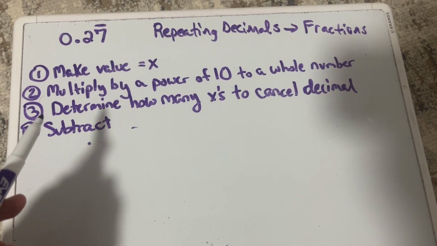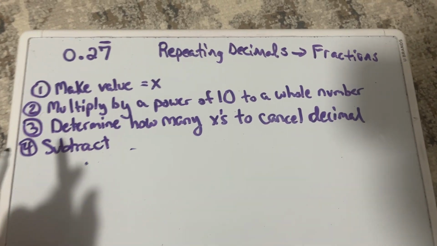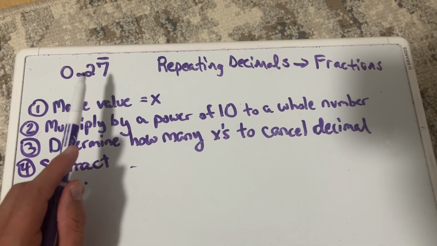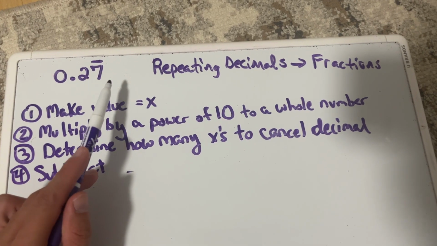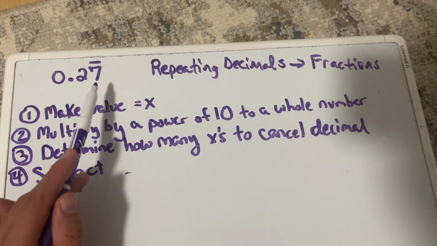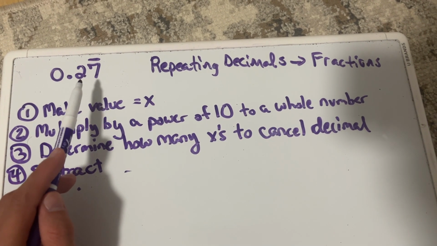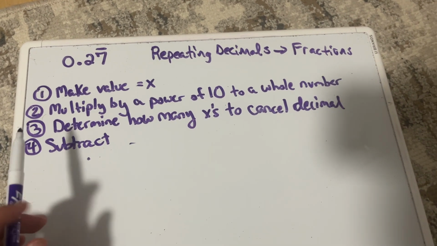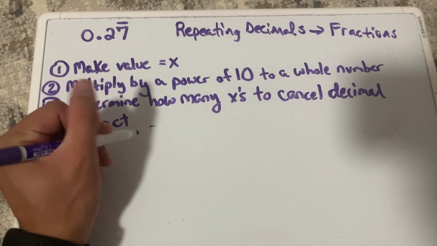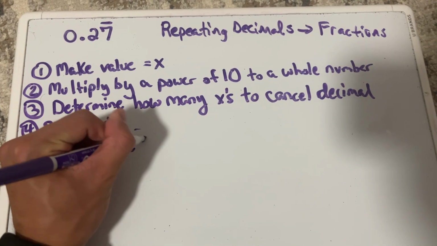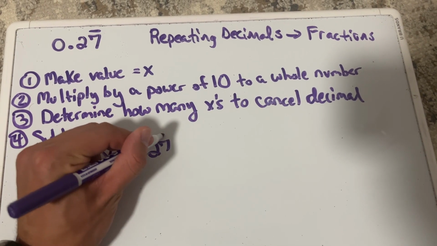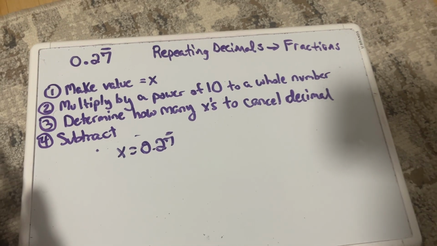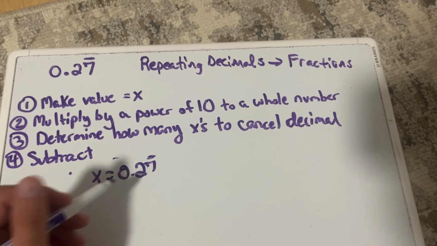But for this one, it's a little different. In our first problem, we had 0.14 repeating, both the 1 and the 4 were under that bar, but now it's just the 7. The 2 is not going to be repeating, just the 7 is. I'm still going to follow the same steps. I'm going to make this value equal to x. x equals 0.27 with the 7 repeating over and over. Now I'm going to multiply by a power of 10 to make this a whole number.